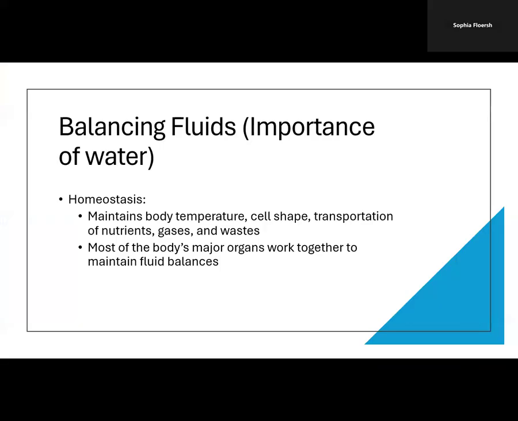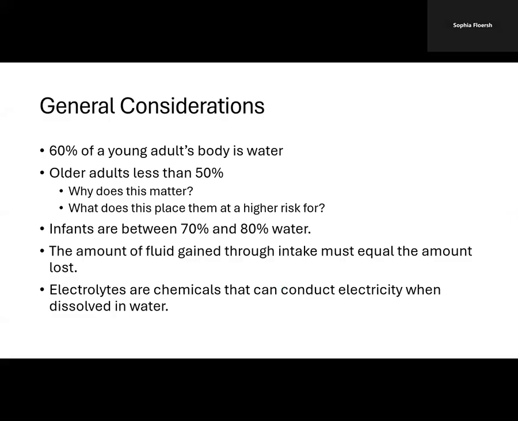All right, so the first thing is balancing fluids, the importance of water. One of the main things is that it helps us regulate our homeostasis. Homeostasis is how equal we are within our body and how stable our body is. Some of the things that fluid does is maintain body temperature, cell shape, transportation of nutrients, gases, and wastes. Most of the body's major organs work together to maintain these fluid balances, which we'll talk about as we continue on, to make sure that we're in a state of homeostasis.